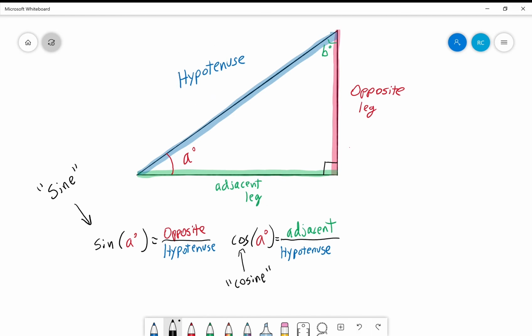Finally, there's really only one pair that we haven't done, right? We could do hypotenuse over opposite, but that's just the reciprocal, right? We'd just be flipping the fraction over. The last one is we can take the opposite leg and divide it by the adjacent leg. And we call that tangent.